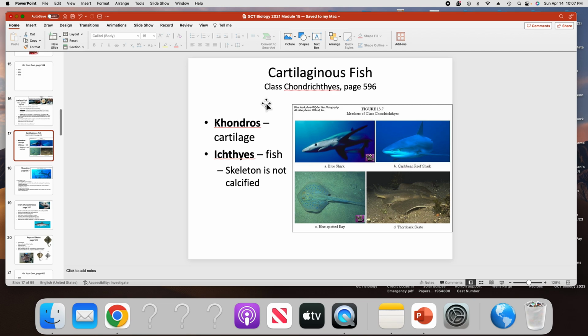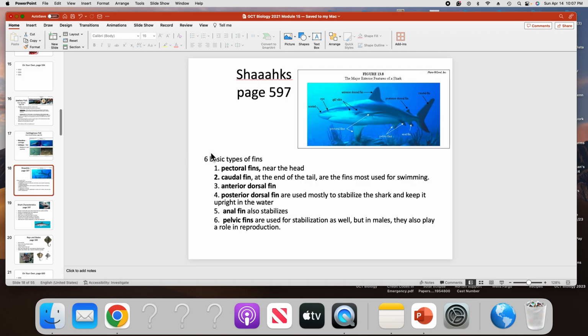All right, let's look at cartilaginous fish. This is in the class Chondrichthyes. Chondros is a root that means cartilage, and the ichthyes is fish. So these have skeletons that are not calcified. They're not made of bone. And they have extremely good flexibility because they are cartilaginous. So you can see the sharks here. Here's a ray and a skate. We'll be looking at some of these in more detail.